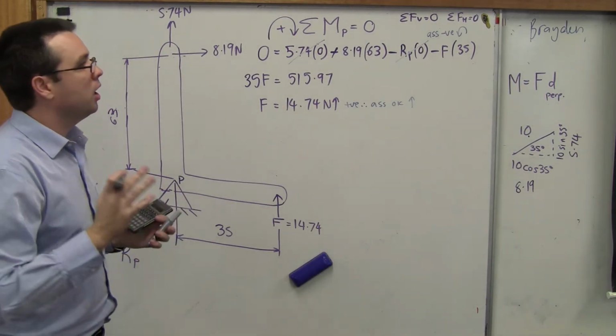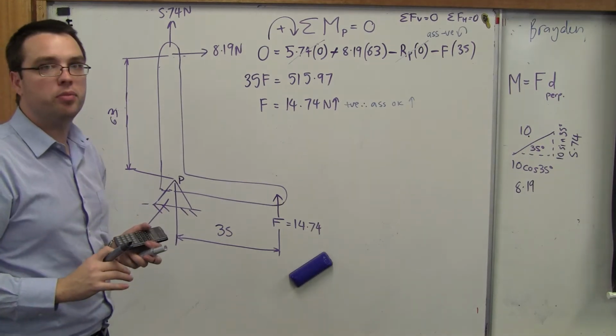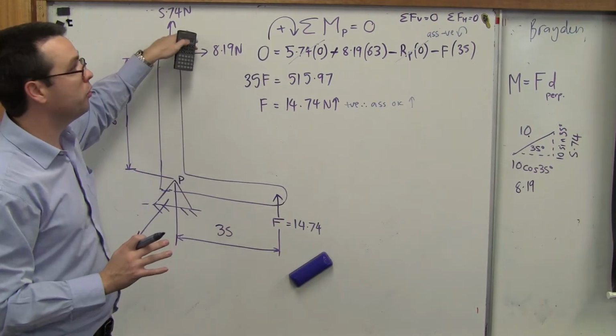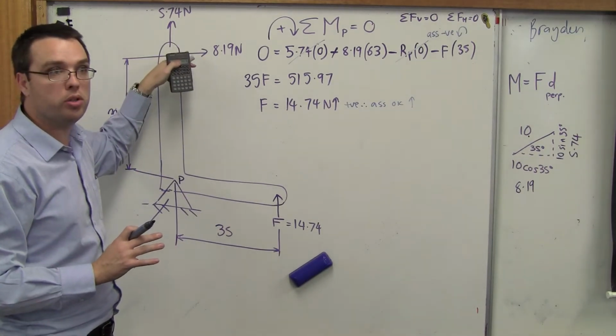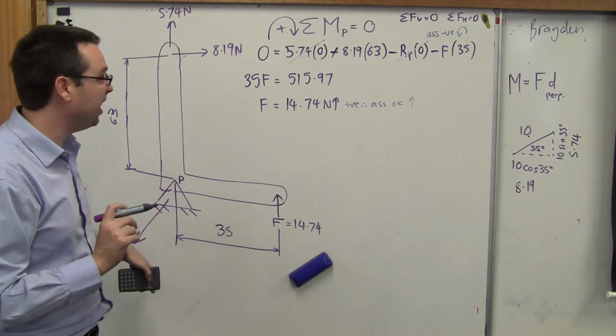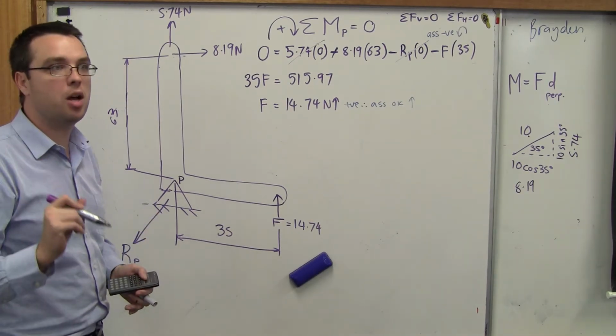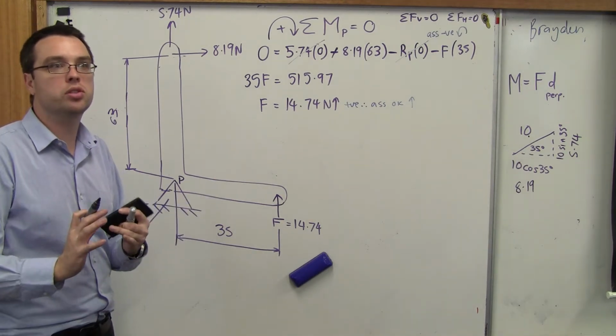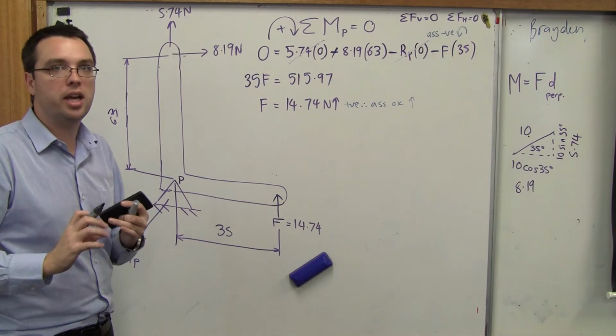Now, that's how we get F. Right? Not a huge amount of work to get F. We had to convert that force into its horizontal and vertical components, and we had to do a simple moment equation. Now, to find RP, what we need to do is the sum of the forces both horizontally and vertically, and then we need to combine those forces to find out the resultant and the angle.